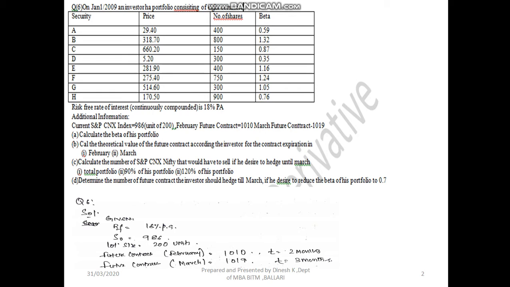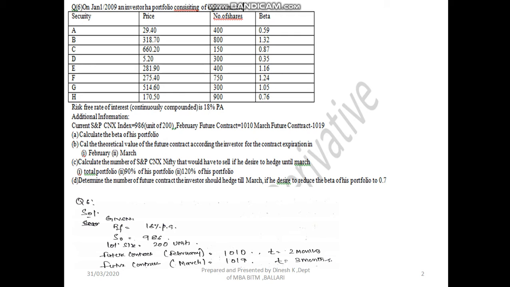Coming to the third sub question, I need to calculate the number of S&P CNX Nifty contracts that we would have to sell if we desire to hedge until March. Since data is given for both February and March, I am not taking the February future contract, given as 1010, into consideration. I am taking only March because it is asking for hedging until March. So I will take the March future contract value, that is 1019.